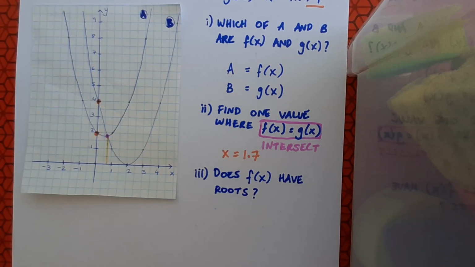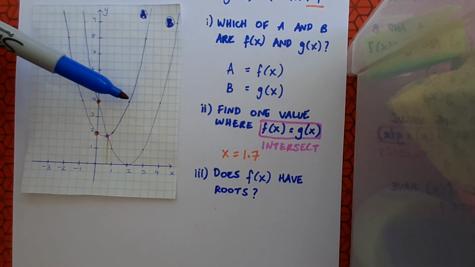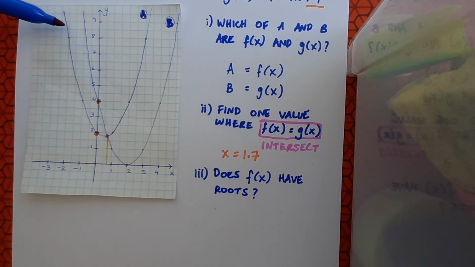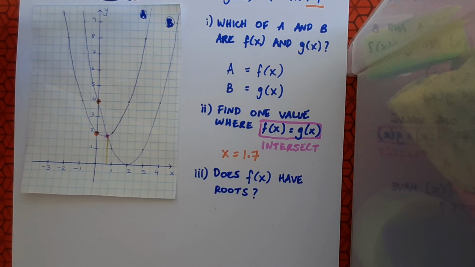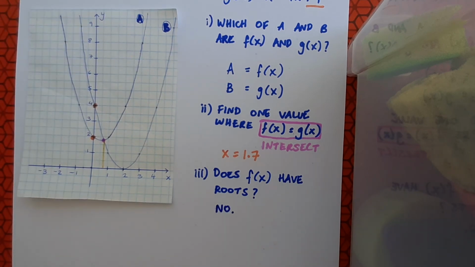So in part 3, I'm being asked, does f of x have roots? Now remember that f of x is the graph A. So looking at A, what do you notice about it? Well, it's always positive, by which I mean it's always above the x-axis. Well, in order for a function to have roots, it needs to go through the x-axis. So this particular quadratic doesn't have any roots. If you want to be particular about it, you'd say that it has no real roots.